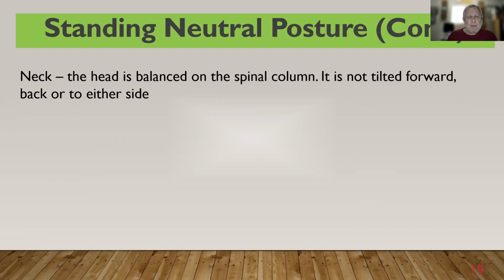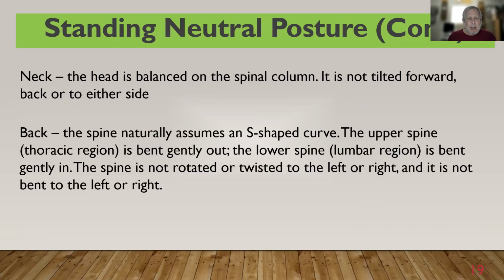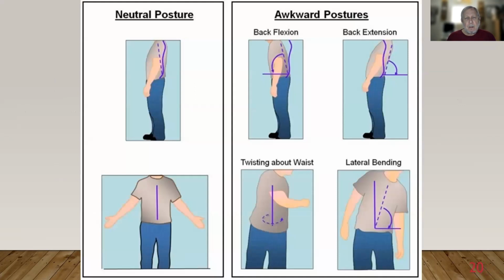The head is balanced on the spinal column. It's not tilted forward, back, or to either side, just natural, neutral. In the back, the spine assumes its natural S-shaped curve. The upper spine, the thoracic region, is bent gently out. That's why your shoulder blades are there. The lower spine, the lumbar region, is bent gently in. The spine is not rotated or twisted to the left or right, and it is not bent to the left or right. So there are some of your neutral postures on the left.